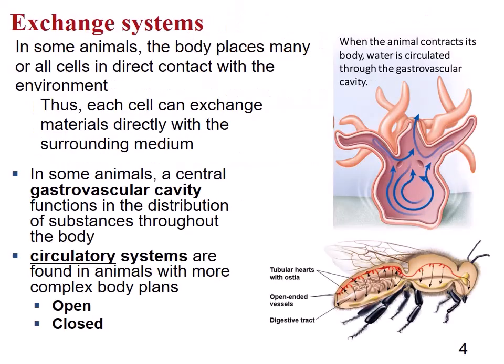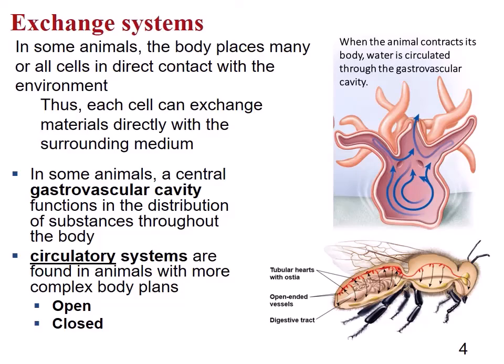In some animals, the body places many or all of its cells in direct contact with the environment. So each cell can exchange materials directly with the environment around it. Some animals have a gastrovascular cavity. We've talked about this before. Remember the cnidarians or the jellyfish with one opening that functions as both the mouth and the anus. We talked about it in the digestion section, but in this case, we're going to talk about it more with distribution of substances. So the gastrovascular cavity serves both digestive and circulatory type activities.